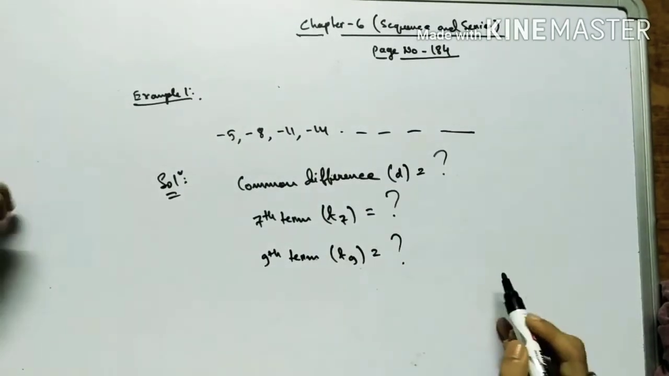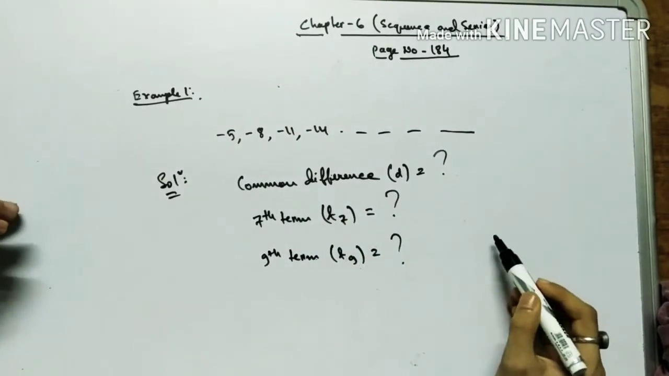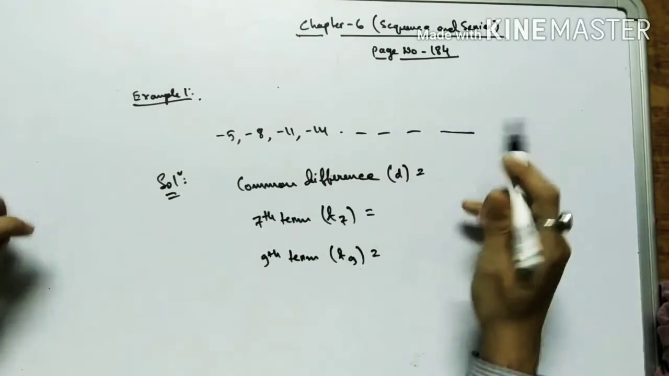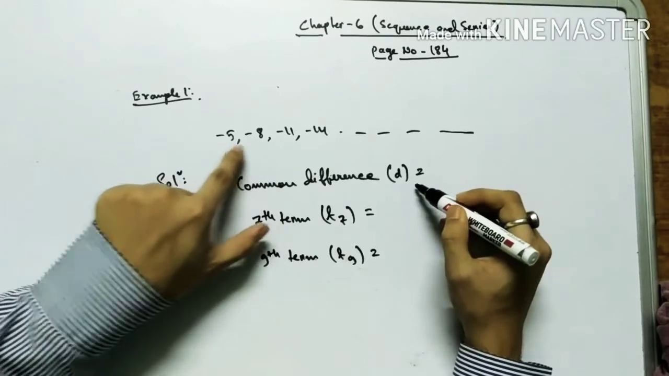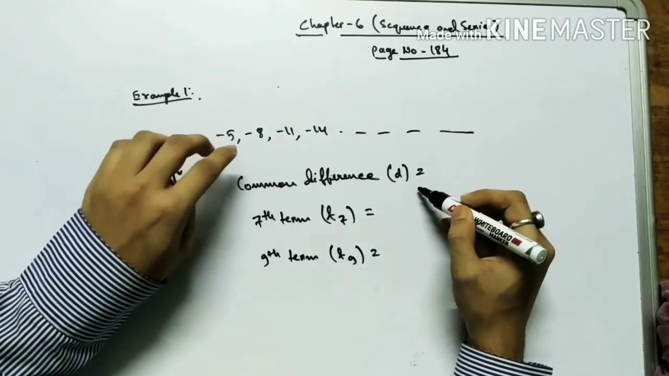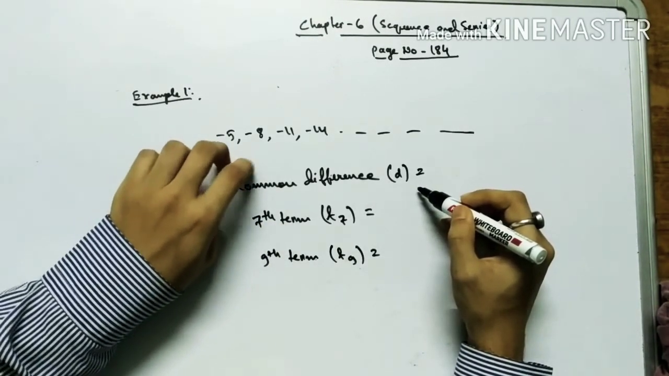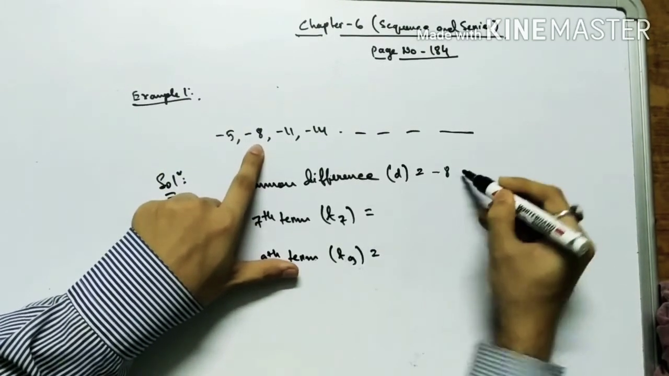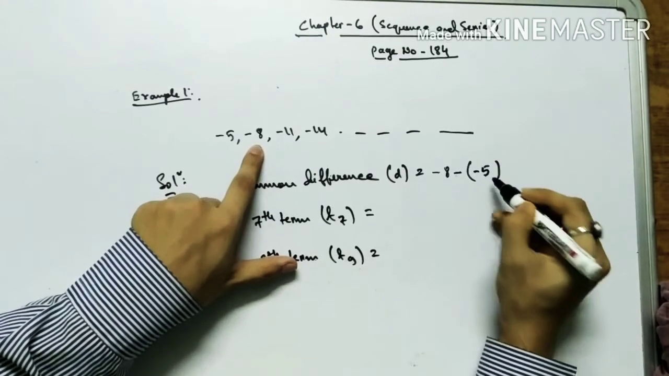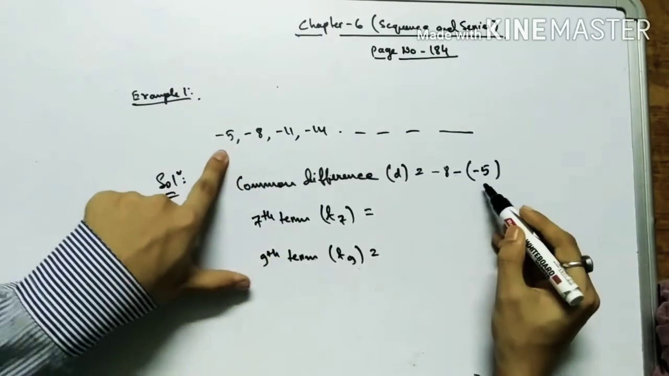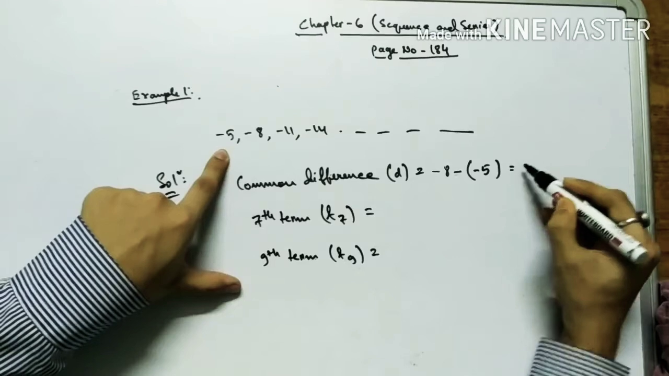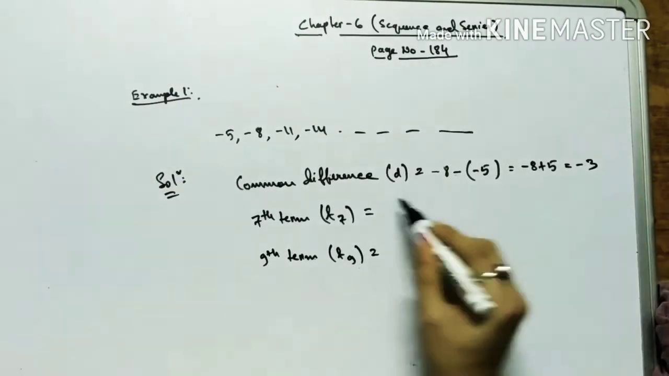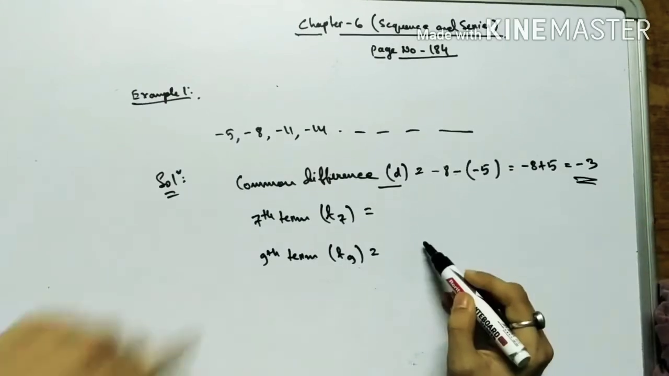Understand, common difference, the 7th term and the 9th term. So the common difference I can find, it is the difference between two consecutive terms. -8 minus -5 I will do. Understand, -8 minus -5, so this is equals to -8 plus 5, which is equals to -3. So the common difference is -3.